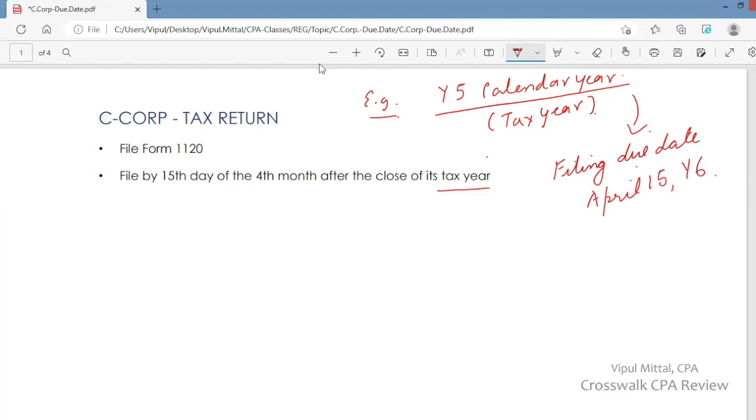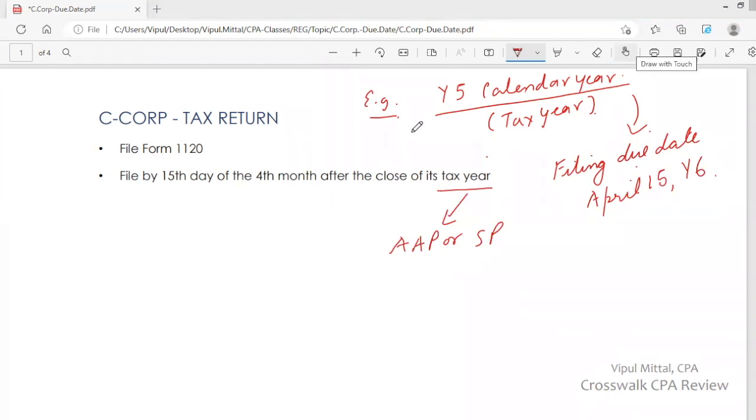Now, this tax year may be an annual accounting period or a short period. I've discussed annual accounting period and short period in another video. A 12-month period is called an annual accounting period, and a period of less than 12 months is called a short period. So the general rule is that a C corporation has to file the tax return by the 15th day of the fourth month after the close of its tax year. But there is an exception.